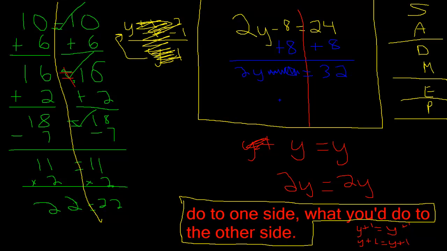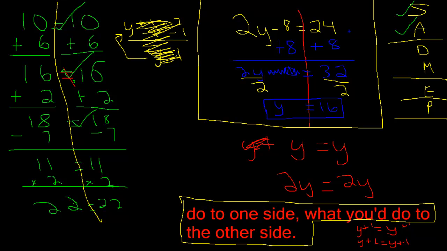And now the next step. So we finished subtraction and addition. You don't really have to worry about that. Next we have to do division and multiplication. So in this scenario, what we're going to want to do next is indeed divide both sides by 2. Recall, what you do to one side, you must do to the other side. So by doing this, we net that y equals 16, which is basically the solution to this equation.